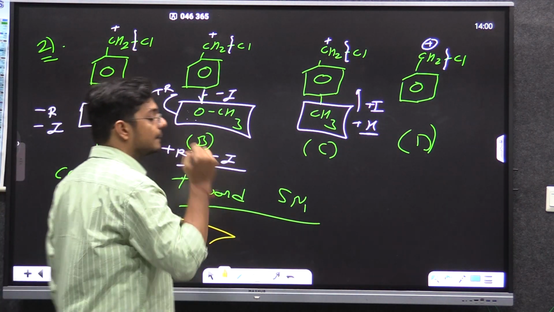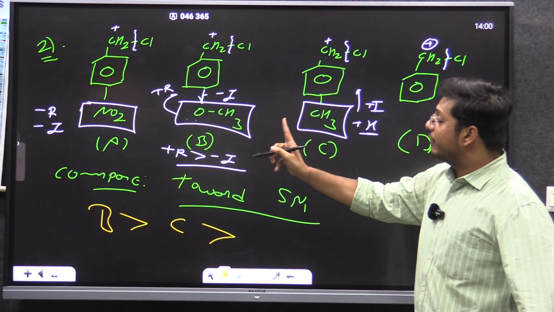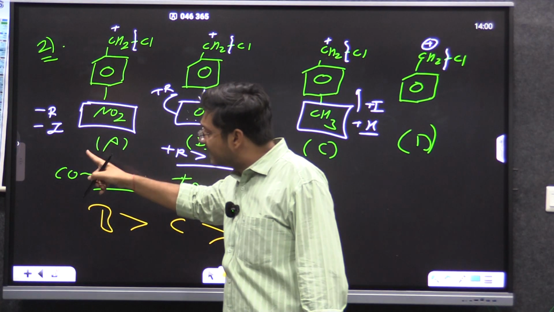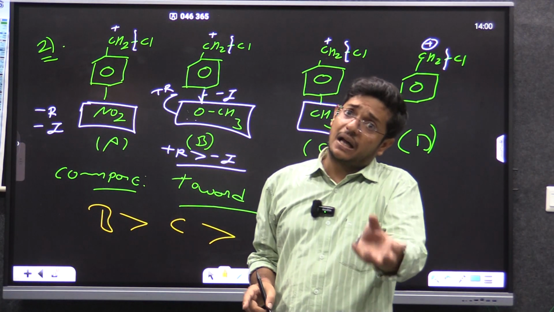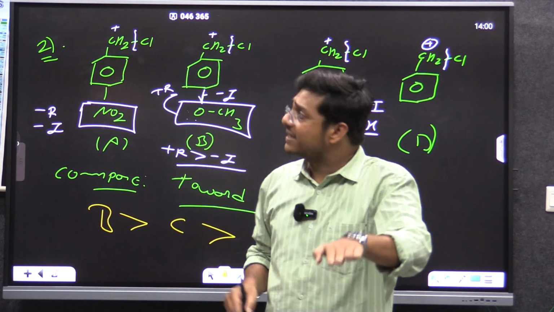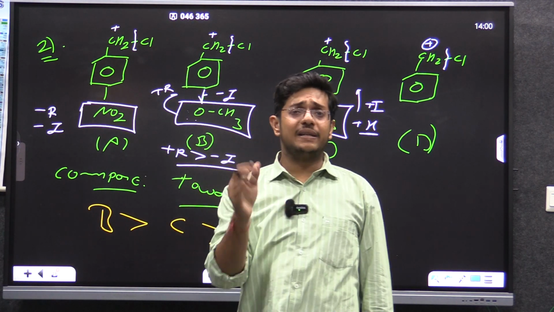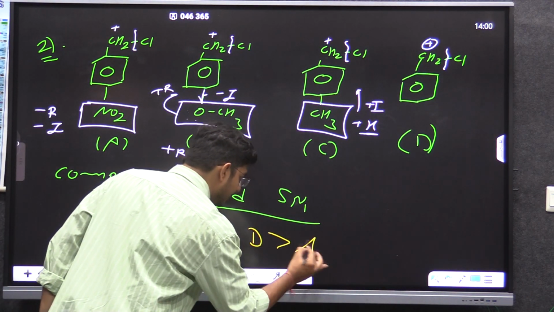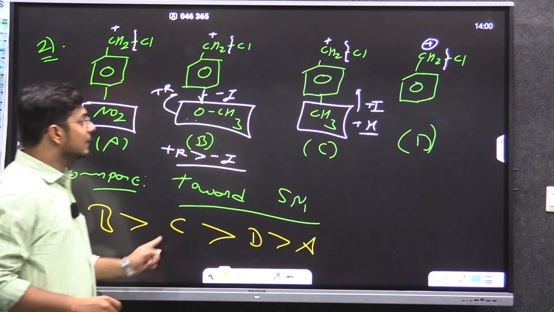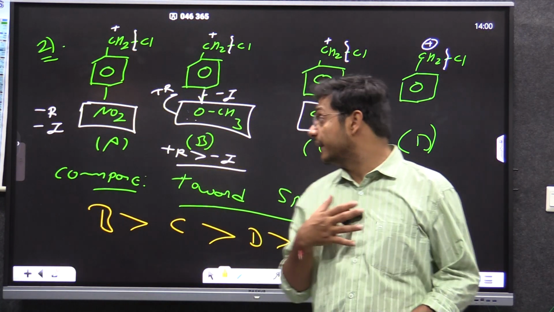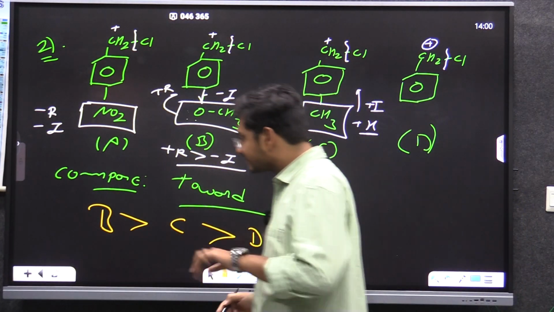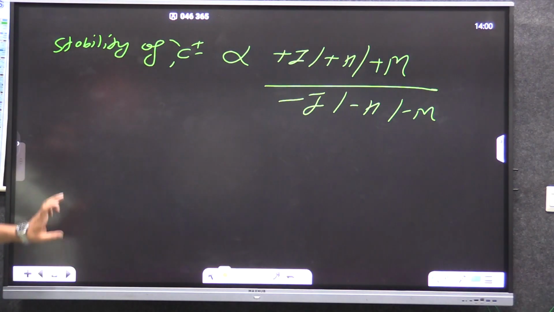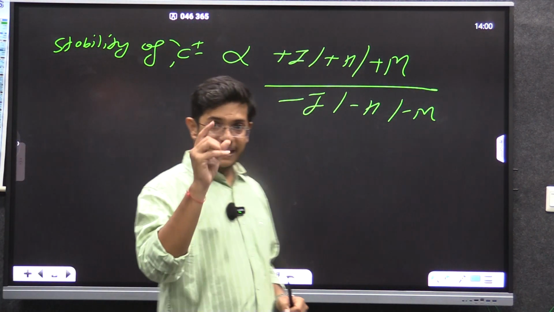Now A and D. In the comparison between A and D, A has both minus I and minus R, and both decrease the stability of the carbocation, hence decreasing the rate of reaction. So the final answer is D, and this one will be A. This is the final answer. I hope you understand what I mean to say. So this is the first factor, known as the degree of alkyl halide for SN1.